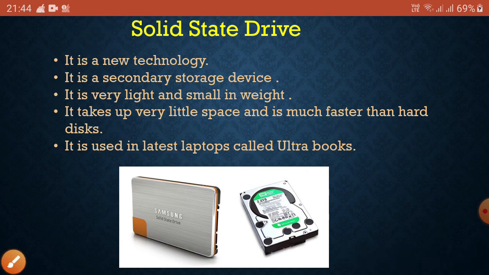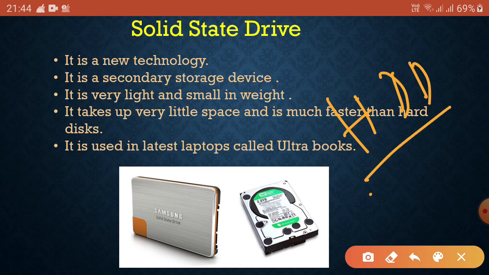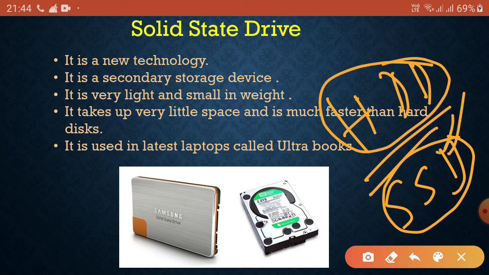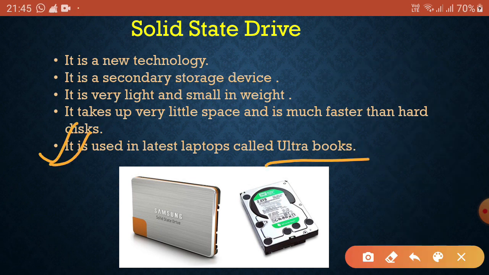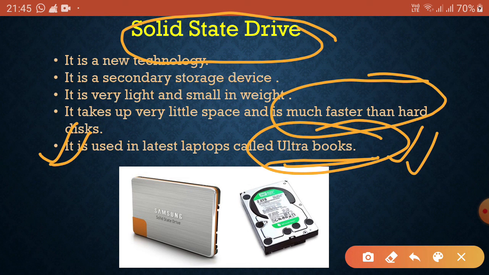So already we have talked about the HDD, and this is the SSD. So SSD is much faster than the hard disk. So this is the new technology, solid state drive. And the last point is it is used in laptops called ultrabooks. So solid state drive is basically used in ultrabooks, and it is much faster than the hard disk.